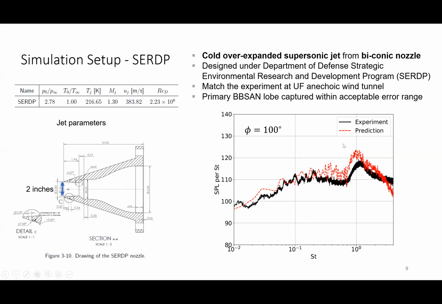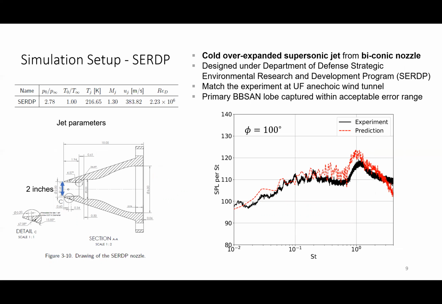The second case is a cold overexpanded supersonic jet from a biconic nozzle. The nozzle diagram is shown on the left-hand side. The nozzle is designed under the SATA program, and the operating condition shown in the table is chosen to match the experiment in a UF anechoic wind tunnel.